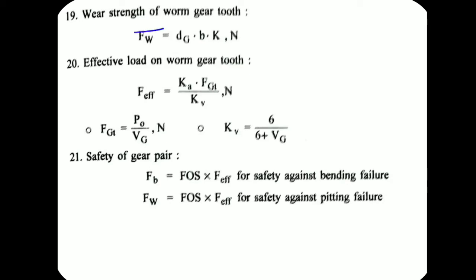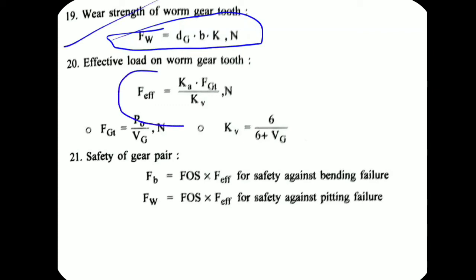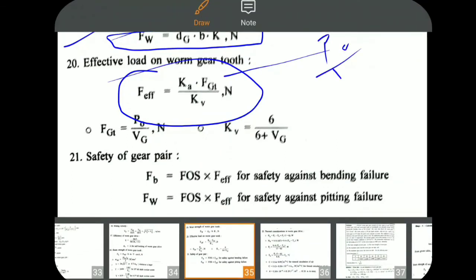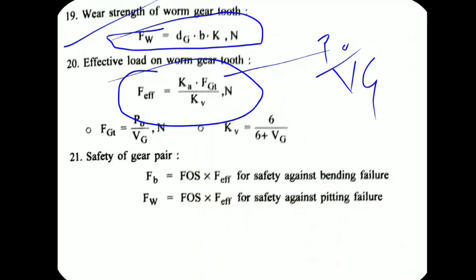Next will be the wear strength of the gear. In case of the wear strength, F_w is equal to D_g b K. So this will be the wear strength, and by the effective load we can calculate K into F_gt, the tangential force of gear, which is equal to P_o by V_g. Very important, divided by K_v, velocity factor. So F_gt we have calculated, K_v as per the given data, and the last one is the factor of safety, we need to check as per the weaker part.